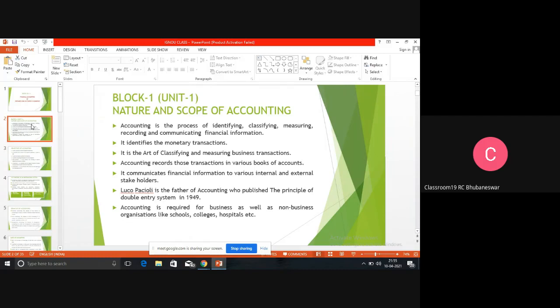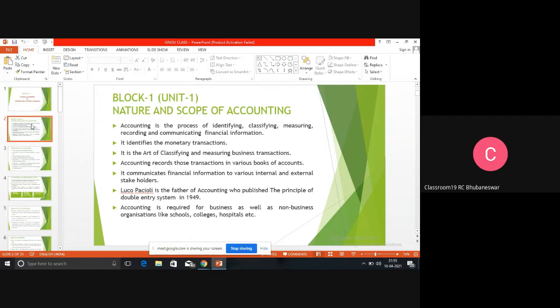In business, there are various types of events. Each day, many types of events are undertaken. All the events are not transactions, but all transactions are events. Out of those transactions, those which can be converted into monetary terms are known as monetary transactions. Those monetary transactions can only be recorded in financial accounting. So financial accounting records monetary transactions in books of accounts. Various books of accounts are there. We will discuss that later.